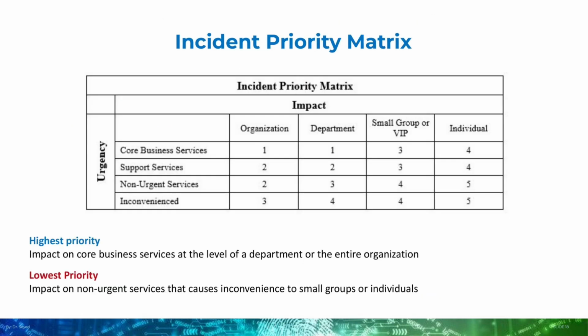When an incident happens, panic is the enemy. We use an incident priority matrix to stay cool and prioritize. The highest priority incidents impact core business services for the whole organization. The lowest priority incidents are minor inconveniences to small groups. This matrix ensures our response efforts are efficient and focused on maintaining operational stability.